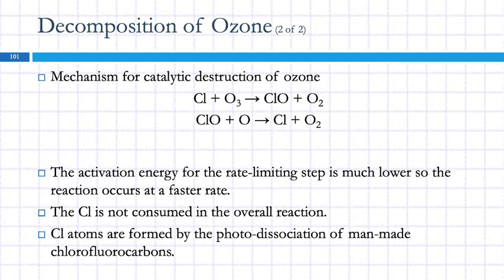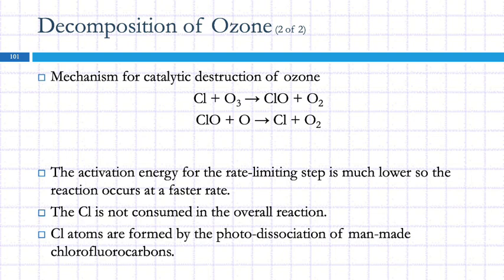So the mechanism for catalytic destruction of ozone is that a chlorine atom interacts with an ozone molecule and forms chlorine monoxide and oxygen gas. And then this chlorine monoxide reacts with an oxygen atom and returns the chlorine atom that we started with and forms an O2. So the rate limiting step here has a lower activation energy, and so the reaction is going to occur faster.